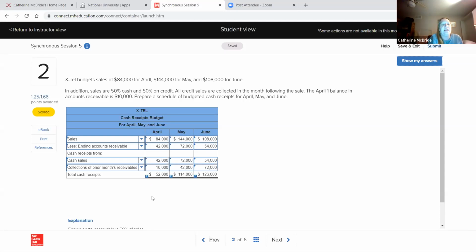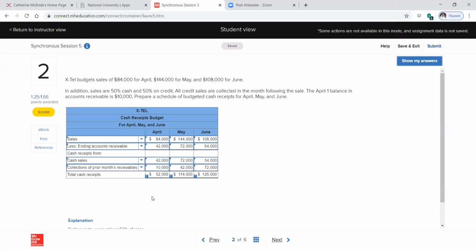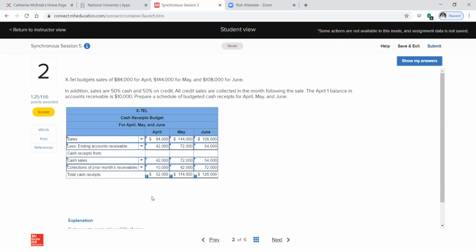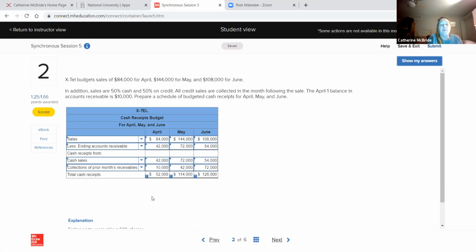So here we did the prior month sales down at the bottom, and at the top we subtracted the receivable part. So here we're saying, okay, we sold $84,000 worth of sales. Right off the bat, 42,000 of that is receivable, not cash. So we're gonna take it off the top. Our cash sales were 42,000, plus we collected last month's receivables. And then in May, we sold 144,000. Right off the top, 72,000 of that is a receivable. We're not collecting that. We collected 72,000 plus the 42,000 from last month.